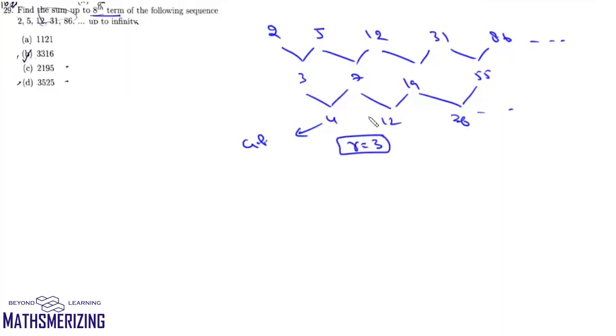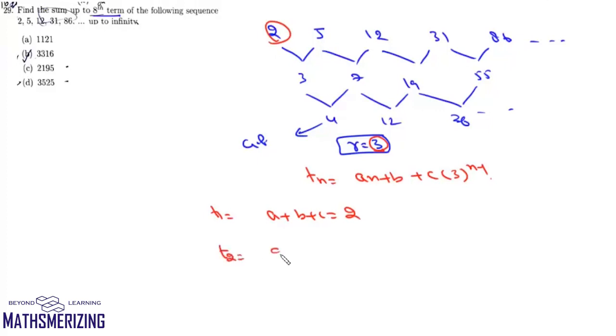Now when difference of difference is in GP, we know that its general term is given by Tn equals an plus b plus c into r to the power n minus 1. So it will be 3 to the power n minus 1. Now there are 3 unknowns. We need to find the value of a, b, c. So we'll put n as 1. We'll get t1 will be a plus b plus c, and it'll be equal to this first term 2. T2 will be 2a plus b plus 3c, and there'll be a second term, and T3 will be 3a plus b plus 9c, and it'll be 12.